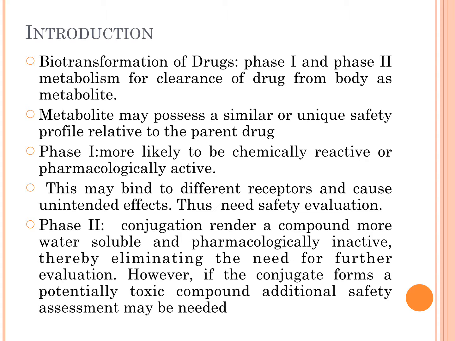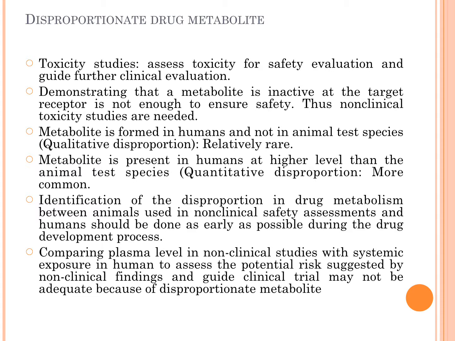Nonetheless, if these phase 2 conjugates are found to be pharmacologically active, their safety also needs to be tested. The metabolites formed by biotransformation of drugs may have affinity for off targets. That means they may bind to receptors which may produce undesirable or unintended effects. So that may lead to adverse effect or toxicity. That is why the metabolite once formed, their safety needs to be assessed. Their safety can be assessed by the use of toxicity studies. By doing that, the safety will be evaluated, and that will establish the suitability for further clinical evaluation of the drug and the metabolite.